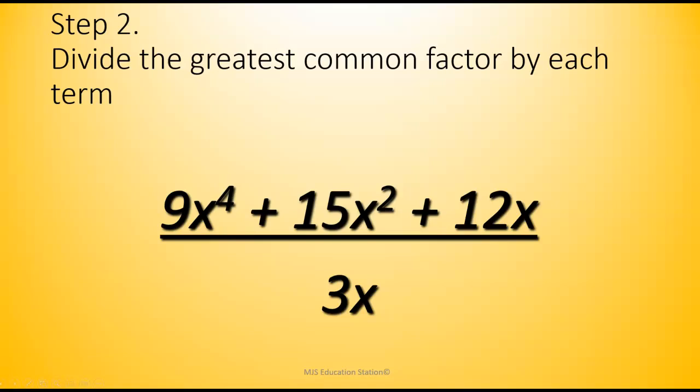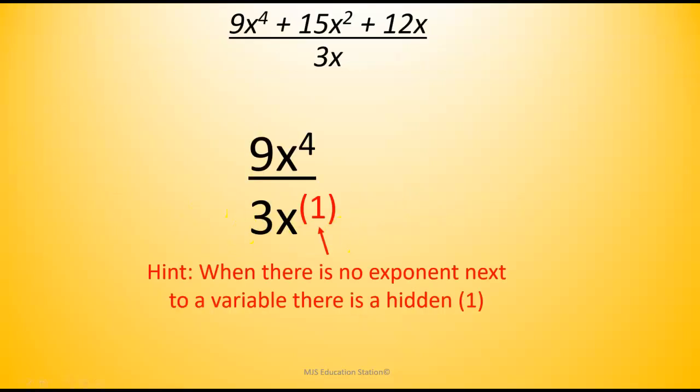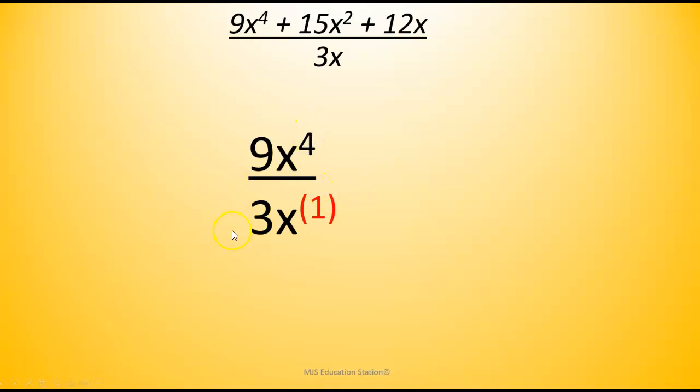Once we find it, step 2 is going to be to divide each of those terms of the original expression, 9x to the fourth plus 15x squared plus 12x, by our greatest common factor. Again, 3x is our GCF. We're going to do this one step at a time, using the exponent rules we just learned in the last unit. 9x to the fourth divided by 3x.